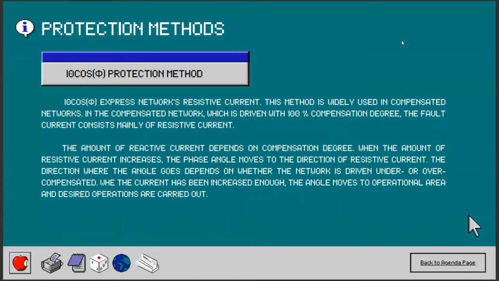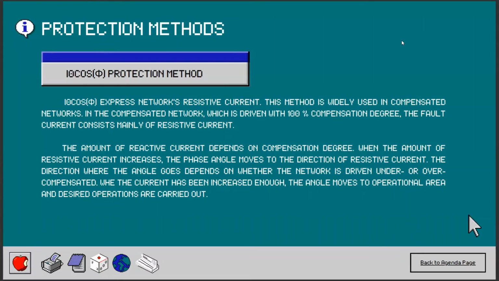Next, I theta cosine protection method. The I theta cosine expresses the network's resistive current. This method is widely used in compensated networks. In the compensated network, which is driven with 100% compensation degree, the fault current consists mainly of resistive current.